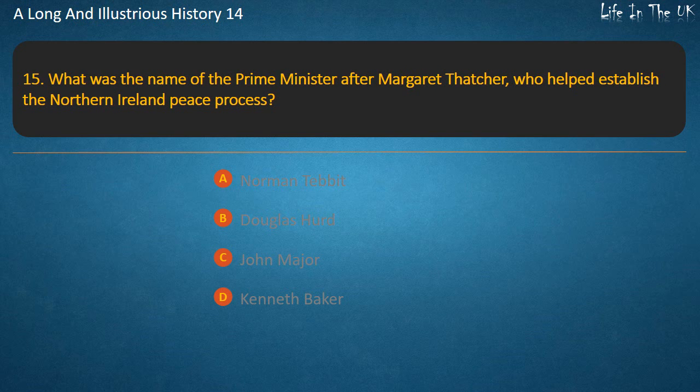Question 15. What was the name of the Prime Minister after Margaret Thatcher, who helped establish the Northern Ireland peace process? Norman Tebbit. Douglas Hurd. John Major. Kenneth Baker. Answer. John Major.